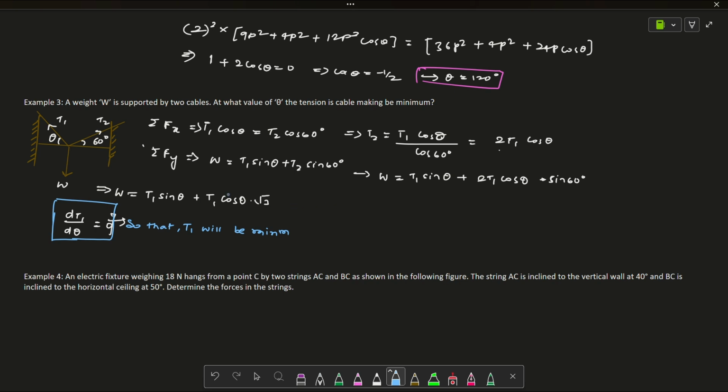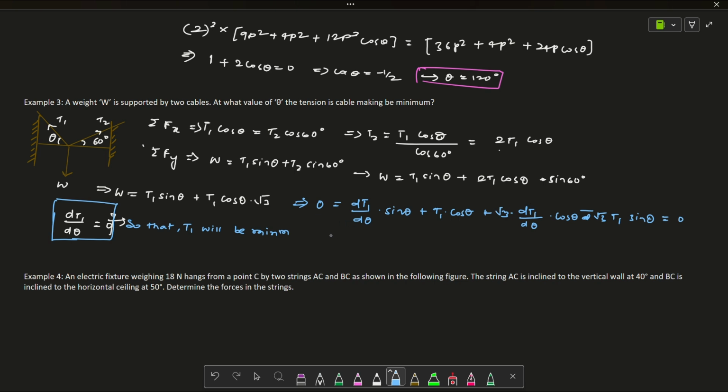Our aim is to solve the question. So I will differentiate the whole equation. Since w is independent of theta, it will become 0, and then dt1 by d theta into sine theta, plus, differentiating sine theta, it will become cos theta. Another term: root 3 is a constant, and dt1 by d theta multiplied by cos theta, and the second time we differentiate cos theta, it will become minus sine theta. Differentiation of cos theta is minus sine theta.